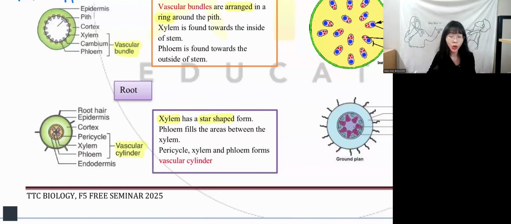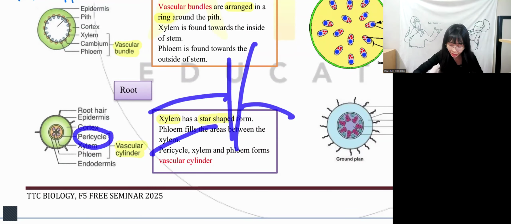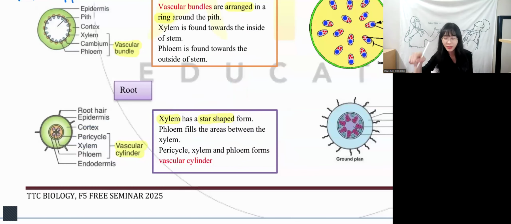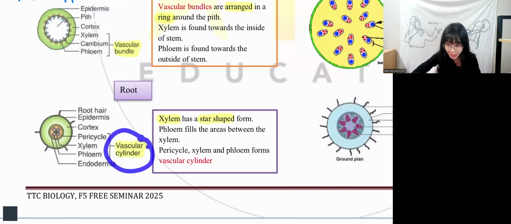It's not saying that they have no cambium, because they have a thing called pericycle. What is a pericycle? Pericycle is used to form lateral root. When you see a plant, you have a main root. At the side of the root, we have lateral roots, and the lateral root is formed from the pericycle. So when you write the name, you have to always remember root is called vascular cylinder.